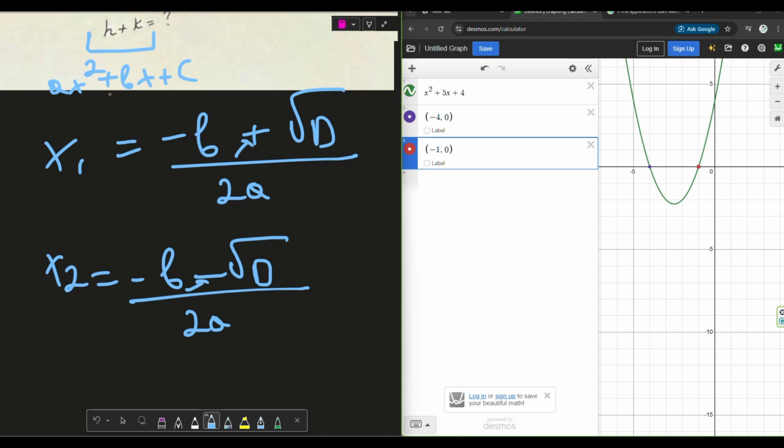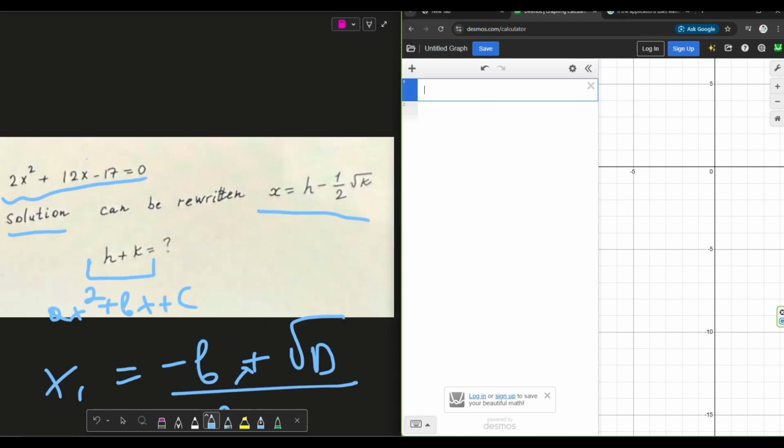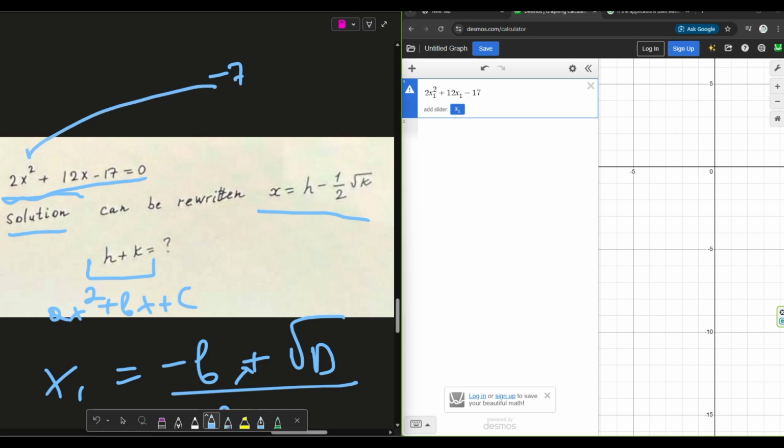Now, just remember this part that in one case we use plus and the other one we use a negative sign. Let me rewrite this equation with x1. So 2x1 squared plus 12x1 minus 17. And do you remember that I just showed recently that for us a solution is whenever we put that value, let's say a solution is -7. When I put -7 instead of the x, the output should equal 0. That's why I will use a regression for this and equalize it to 0.